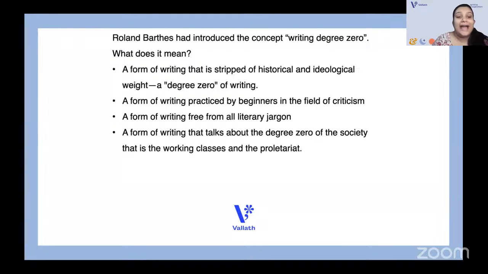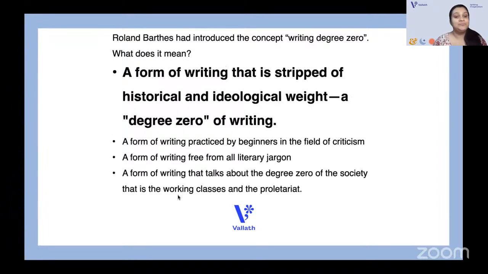Roland Barthes had introduced the concept of writing degree zero. So, what does this mean? It means a form of writing that is stripped of historical and ideological weight, a degree zero of writing, a form of writing practiced by beginners in the field of criticism, a form of writing free from all literary jargon, or a form of writing that talks about the degree zero of the society, that is, the working classes and the proletariat. So, what does the writing degree zero mean by Roland Barthes? It was the first full-fledged work of literary criticism by Roland Barthes, and it refers to a form of writing that is stripped of historical and ideological weight, a degree zero of writing.